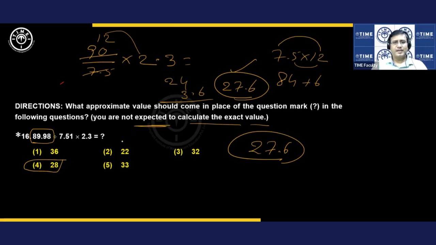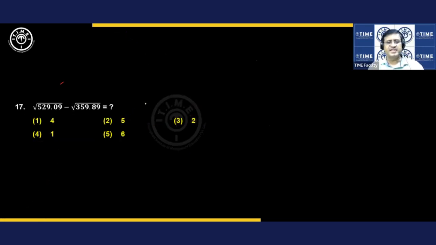Right. It is 7.5. 7.5 means 7.5 into 12, that is exactly 90. 7 times 12 is 84, and 0.5 means half of the 12, which is 6. 84 plus 6 is 90. So 12 times. 12 times into 2 is 24, plus 3.6, 27.6. The correct answer here is 28, option number 4. Now look at the next example.